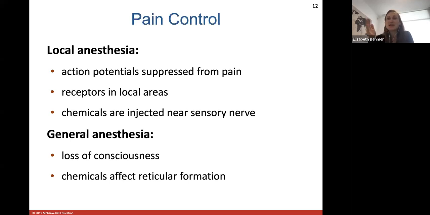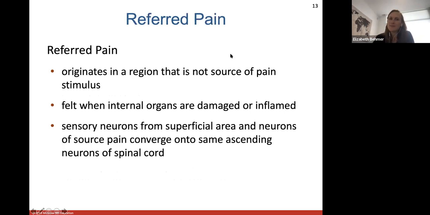General anesthesia is loss of consciousness. So when you think of someone going under, usually these are chemicals that affect the reticular formation, so the person will fall asleep. That's general anesthesia.